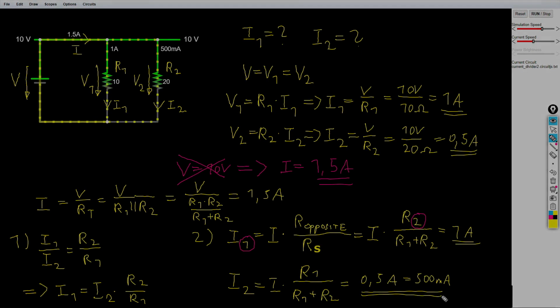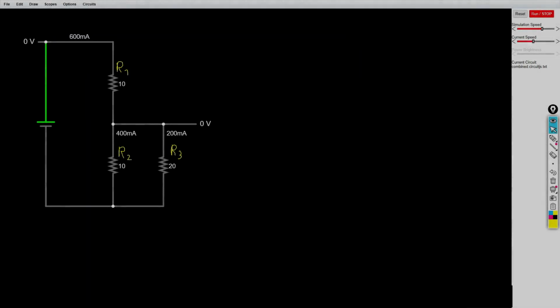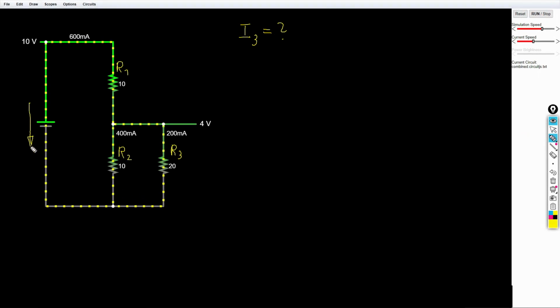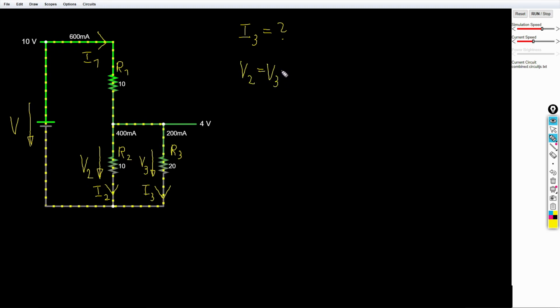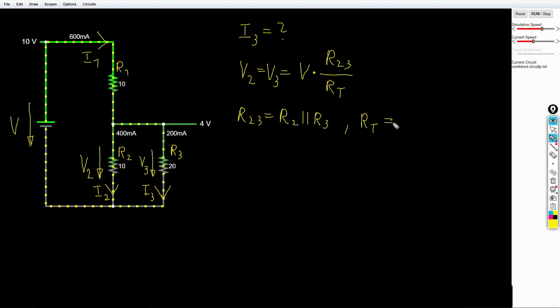Let's apply the current divider to a more difficult circuit. We are looking for the current through resistor R3 and again we have to insert our reference directions. To make the contrast in calculation more clear, we start with an alternative calculation. If we would try to calculate the current with the voltage divider, we could say that V2 equals V3 and this equals input voltage V times R23 over total resistance. R23 is equal to R2 parallel to R3 and the total resistance is equal to R1 plus R23.